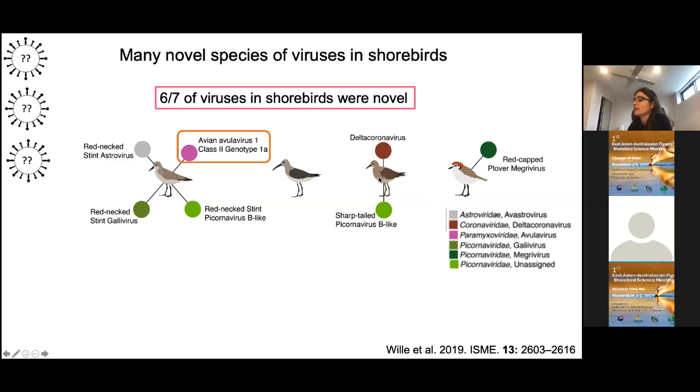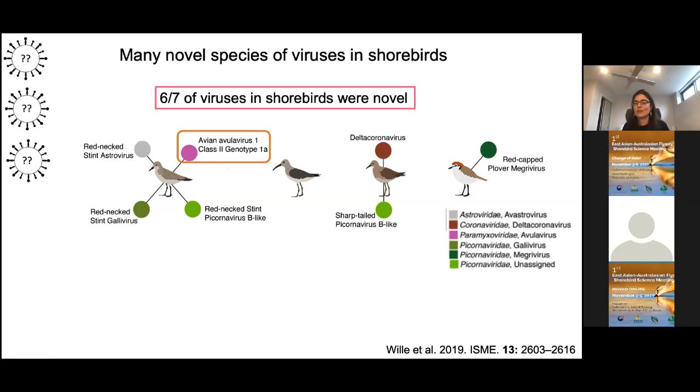From the sharp-tailed sandpiper, we got a coronavirus, as well as this Delta coronavirus that I talked about in the beginning. This is what we now call wild bird Delta coronavirus, but at the time it was novel, and a megrivirus. At the time that this paper came out, of all of these viruses, the only one that had been described before was this one, which is actually a poultry relevant virus. So again, an enormous diversity of viruses that have never been described before.